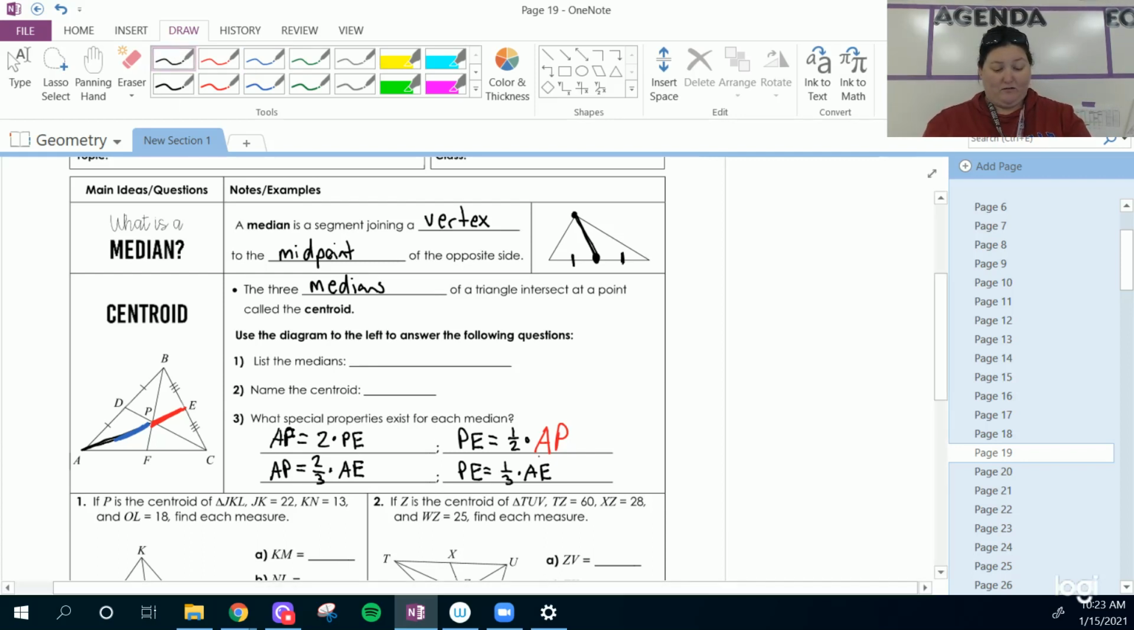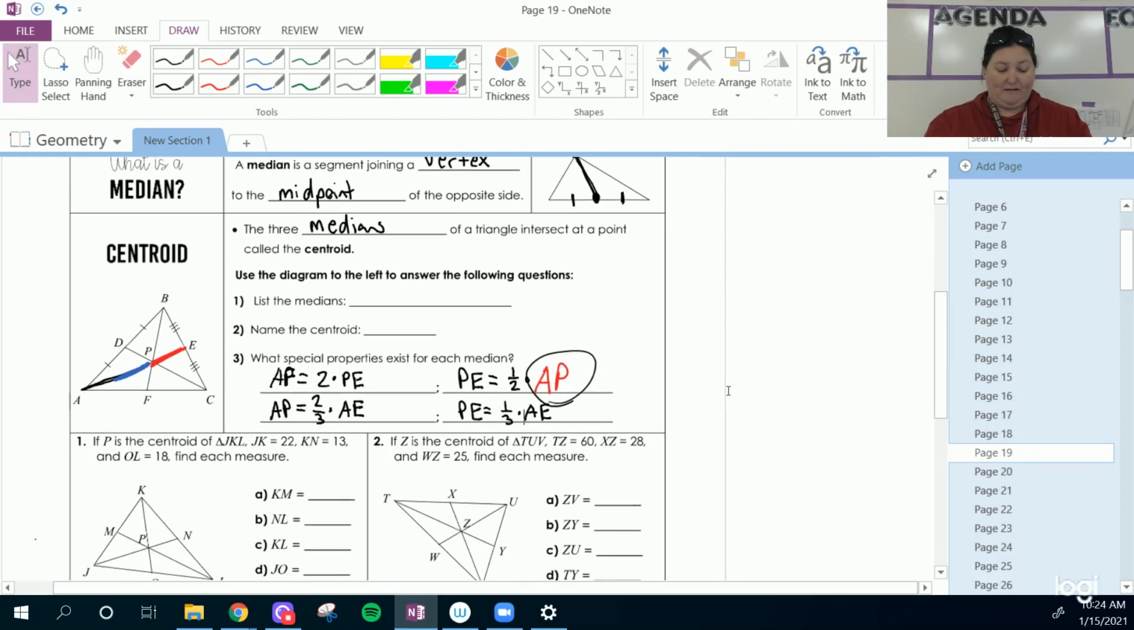Just as a side note, one mistake I did make on my packet is I wrote AD instead of AP, and that's my mistake. So make sure you correct that in your packet because that helps with a lot of confusion.